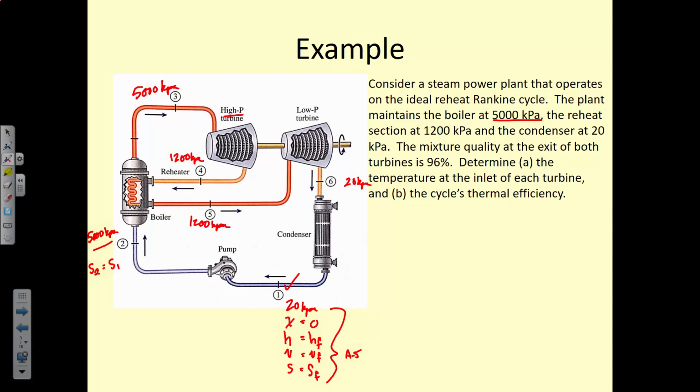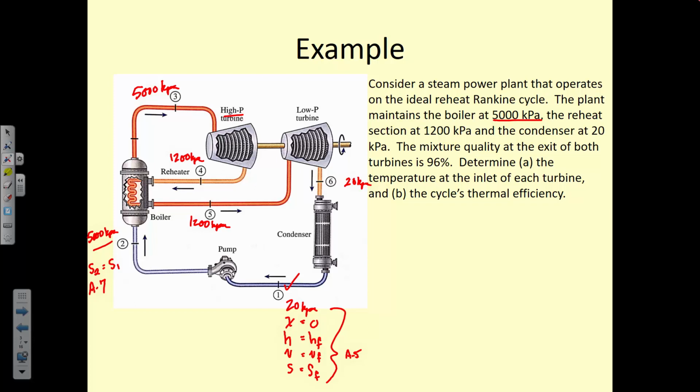What's the minimum pressure in the compressed liquid table? 5 megapascals. Okay, perfect. So we can use S2 is equal to S1, look it up in the table. So the compressed liquid table is A7. Or if we didn't have values in a compressed liquid table, what's an alternate way of doing it, knowing the pressure?